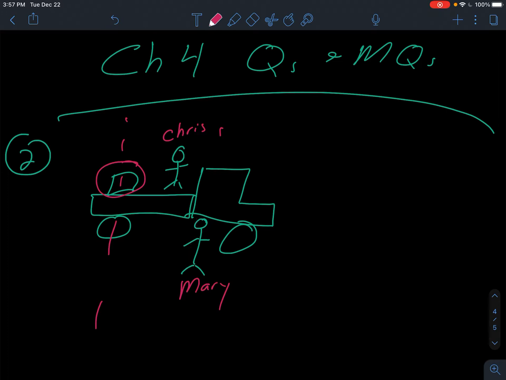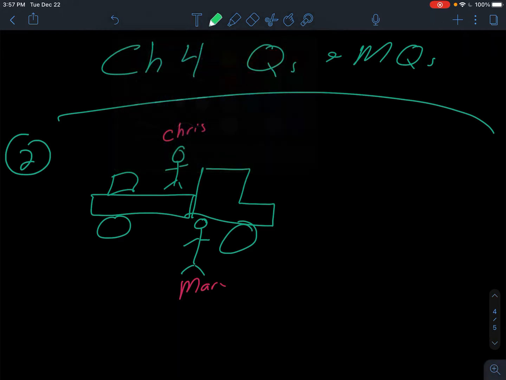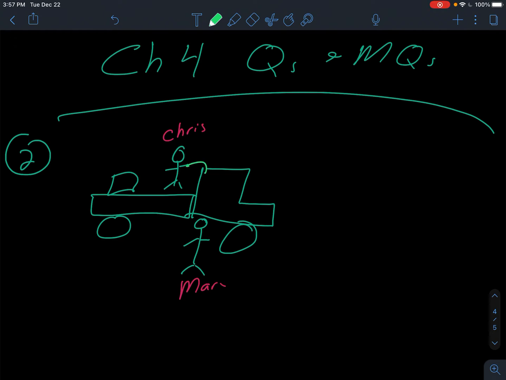But for Chris, since Chris is on the truck, I think the picture in the textbook does it a little bit better, that he's holding onto the truck. The truck moves to the right, but the box doesn't move with him. So it looks like the box is moving or accelerating. So this question was just all about relative motion.